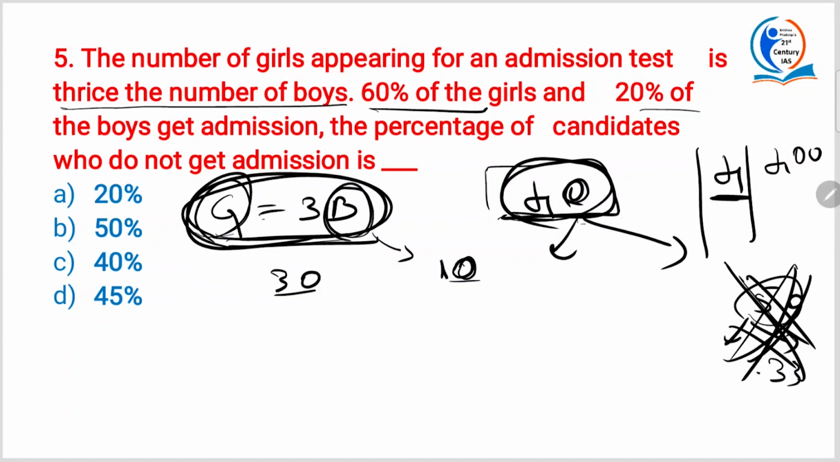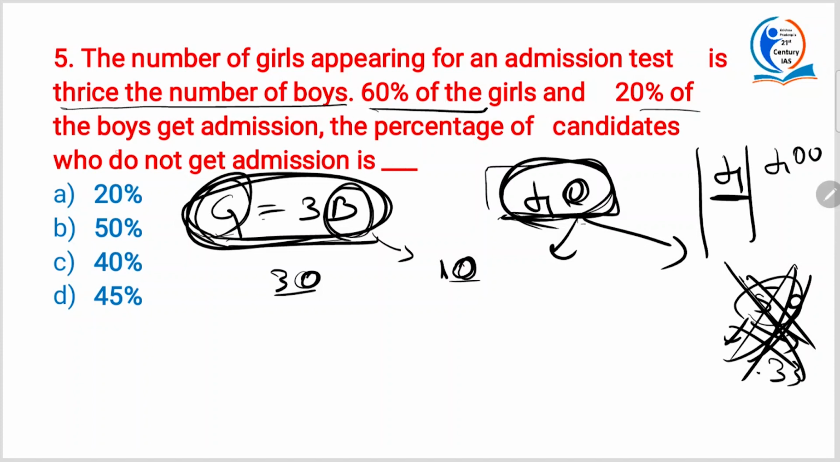So boys, if I am taking as 10, girls would be 30. Or boys, if I take as 100, girls would be 300, and the sum would be 400. Likewise, you take a number. Now I am taking it as 40. Alright. Okay, now what are they saying?